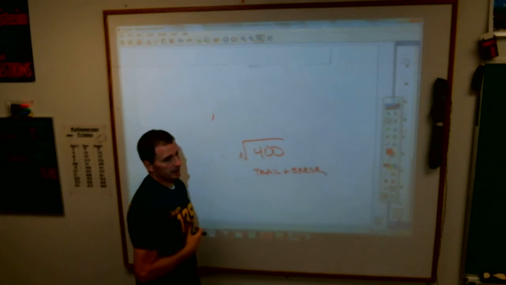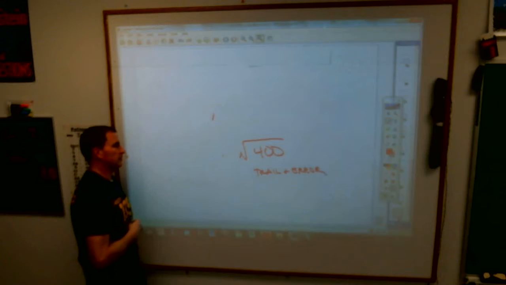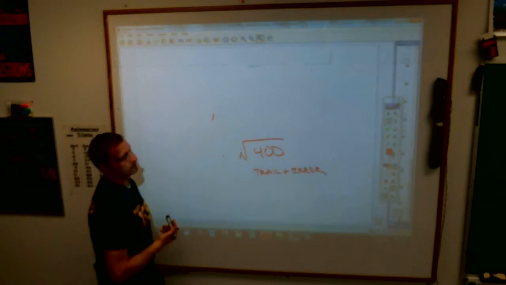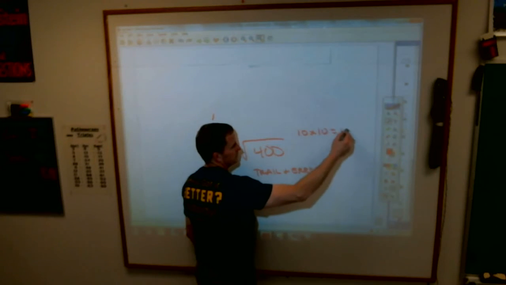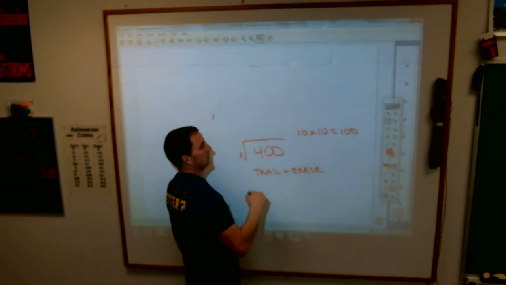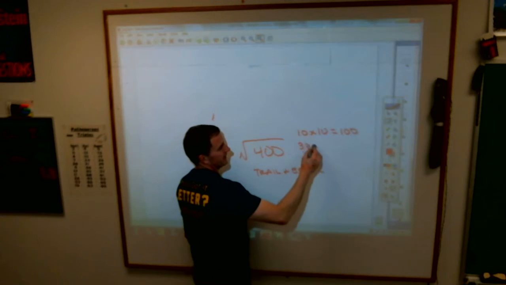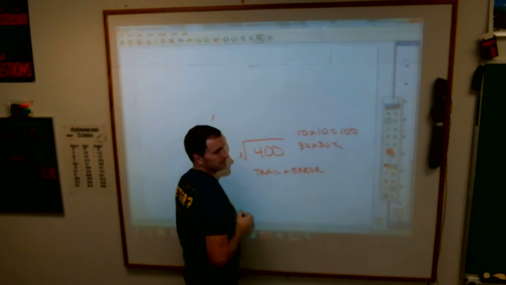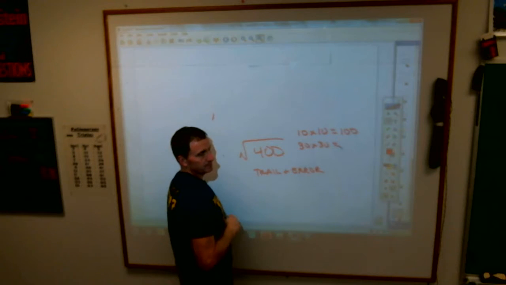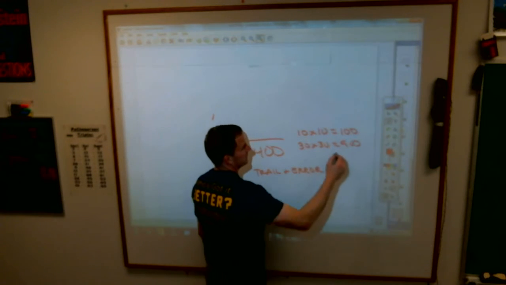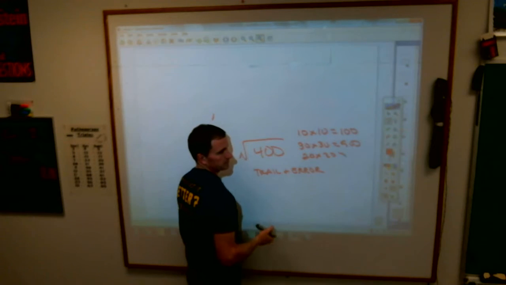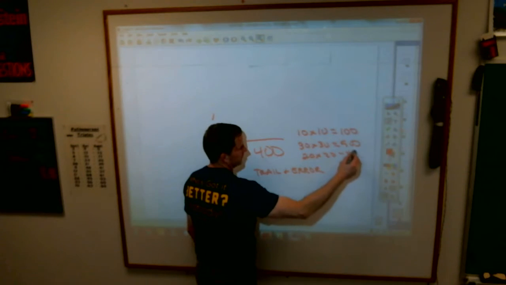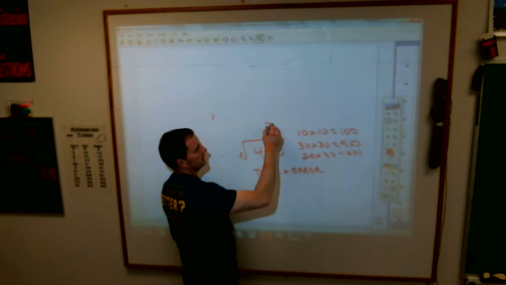Trial and error is where you sit and go, okay, what would be a guess? Well, you know that 10 times 10 is 100, that's too low. 30 times 30 is 900, that's too high. 20 times 20 is exactly 400, so the square root of 400 is 20.